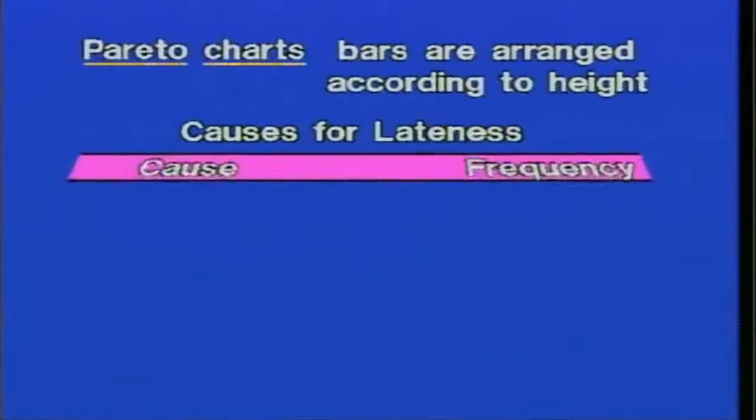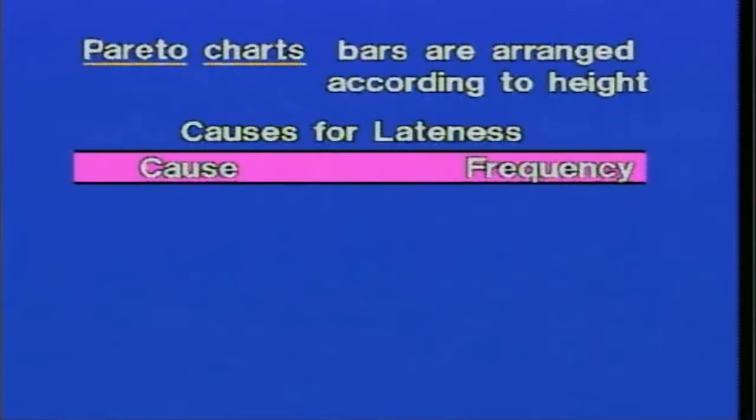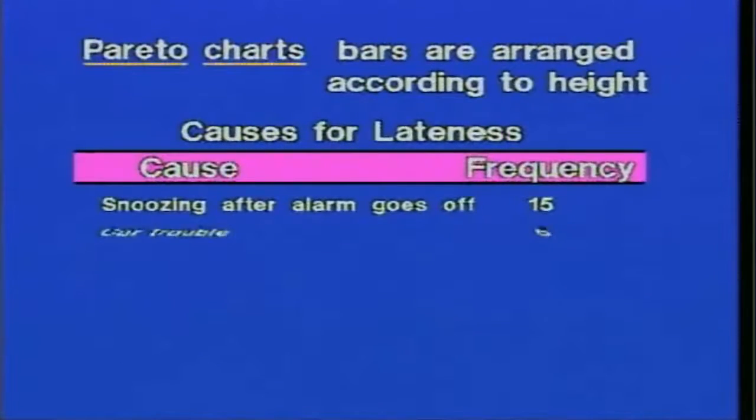Let's say, just as an example, let's think about a survey that involves the causes of lateness to school. And we'll list causes in one column and frequency in another column. And let's say that this survey was taken over a few months, and that more than one cause may be used for each occurrence of lateness. But at any rate, these are the results of the survey. Snoozing after the alarm goes off occurred 15 times. And car trouble occurred 5 times.